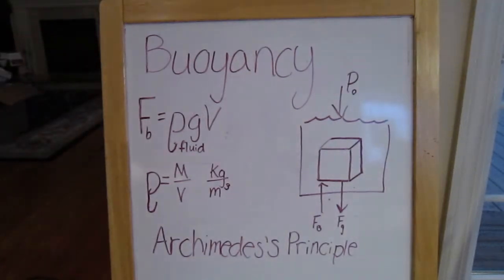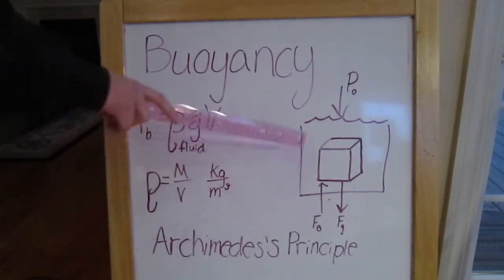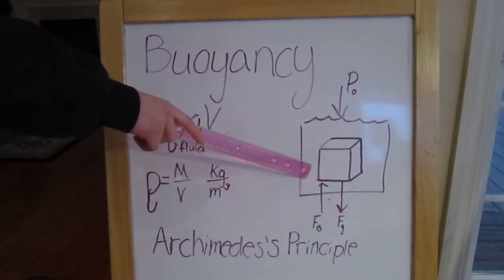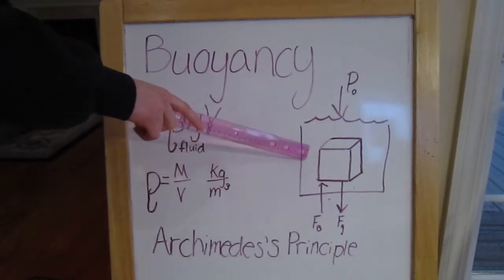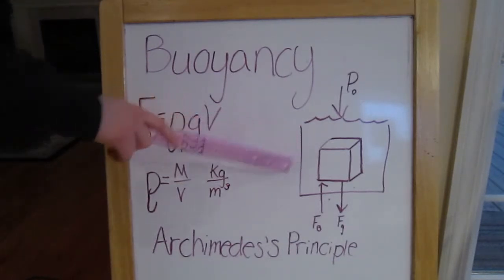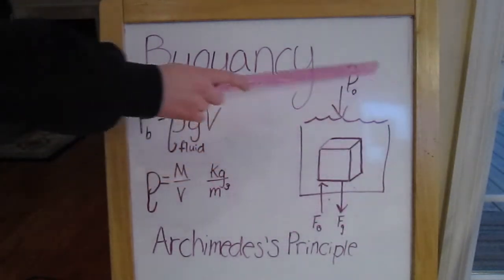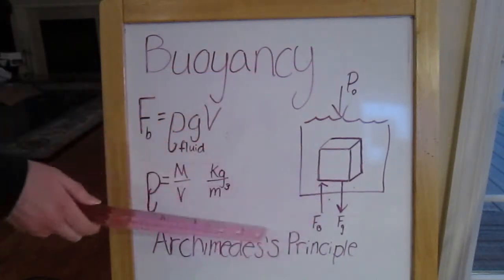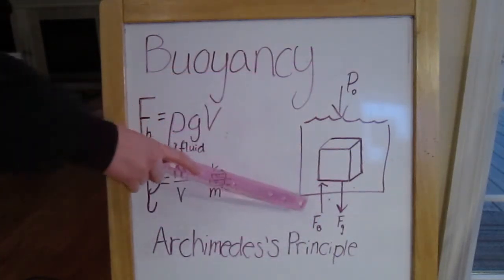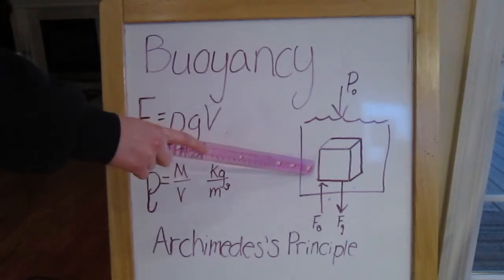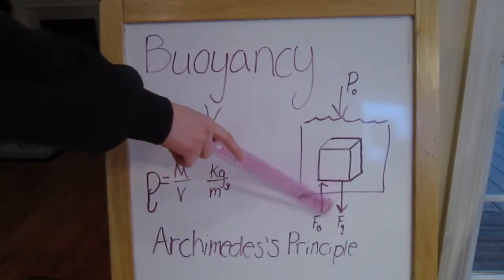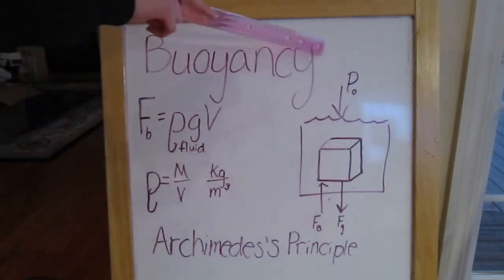Buoyancy is based off of an idea by Archimedes. His principle states that the buoyant force acting upwards on an object while it's in a liquid is equal to the weight of the water displaced. Here we have a free body diagram of an ice cube in water. The forces acting on this ice cube are the buoyant force, upwards, the force of gravity, downwards, and the atmospheric pressure.